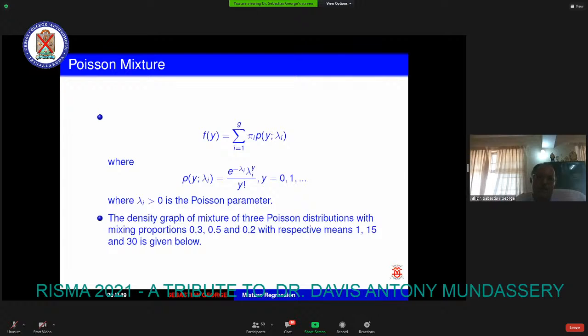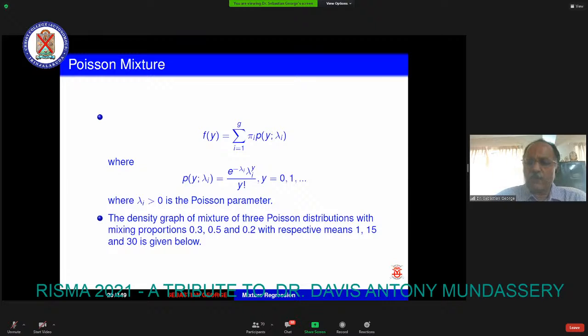For example, suppose that we are counting the number of COVID patients in a particular locality, in a particular panchayat or municipality. There are different types of people. There is a small population coming from outside Kerala, inside India, and a population coming from outside India. So a number of subpopulations are there. If you count the number of COVID patients belonging to these subpopulations, you may not know the subpopulations, but you will essentially be getting the total number of counts. And these counts may be a mixture of a number of subpopulations.